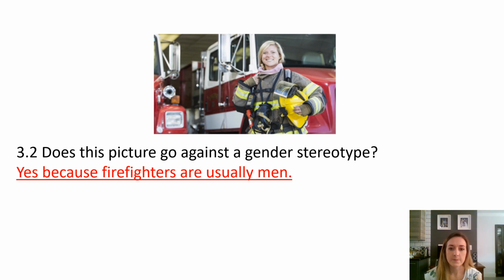Okay, then this picture was of a female firefighter. The question asked if it goes against the gender stereotype, and the answer is yes. Okay, because firefighters are usually men, and the stereotype is that women can't be firefighters.